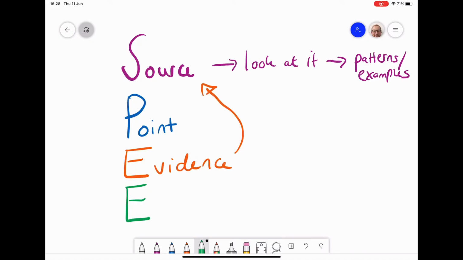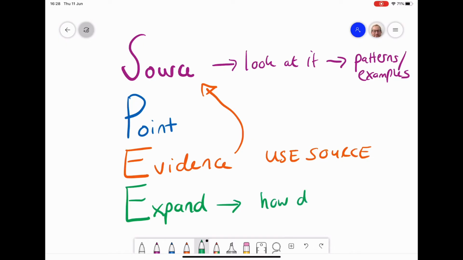And where do you get the evidence from? You go back to that source. You use the source, use the examples, use the statistics, some of the evidence that's in there. That will back up the point you've made. You then need to expand that point with the evidence. So you've given me a point, you've given evidence, now you'd expand it. This is where you're talking about your wider geographical knowledge, how the factors interrelate and interact.